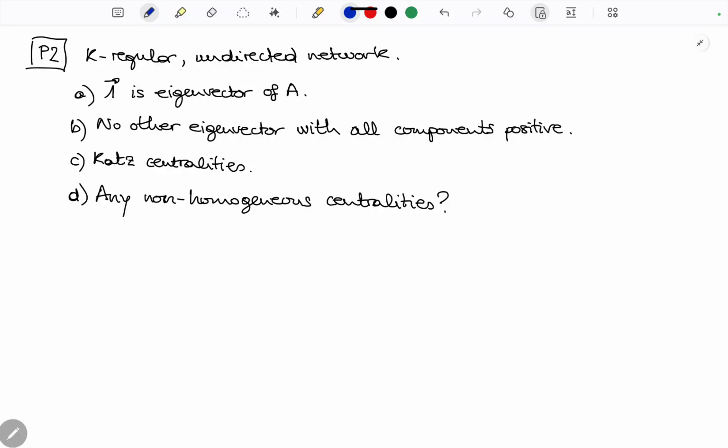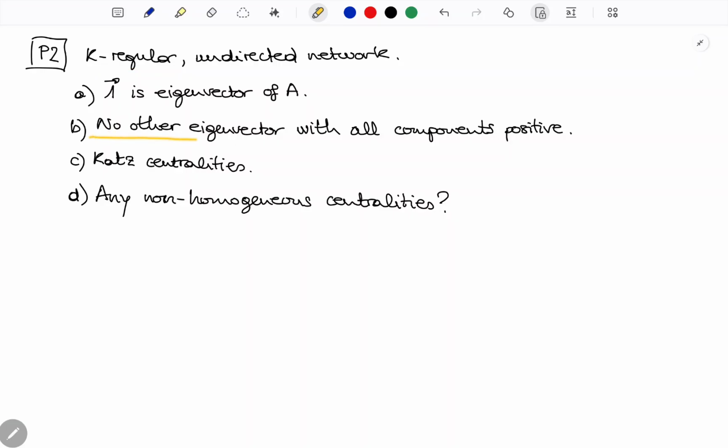Sorry, this is problem set 4, exercise 2. So in this exercise, we have a k-regular undirected network. And we have to prove first that the vector of ones is an eigenvector of A, where A is the adjacency matrix of this regular graph. Remember that a k-regular graph is a graph where the degree of all the nodes is equal to k.